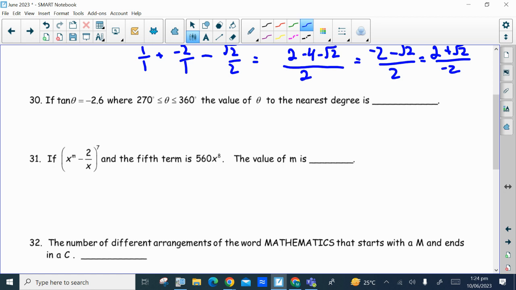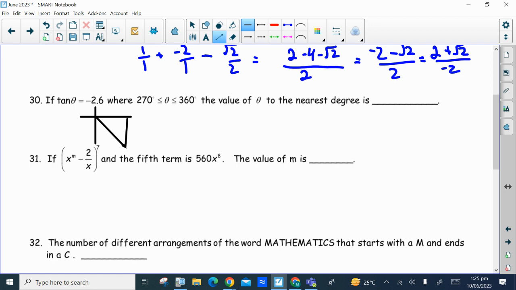If tan theta equals negative 2.6 and we're in quadrant 4, what is the value of theta? So this is just solving a trig equation, but in this case, we can't use the unit circle because nowhere on the unit circle does the tangent equal 2.6. But we're told that we're in the 4th quadrant. And that's why it's negative. At that point, the negative sign has done its job.